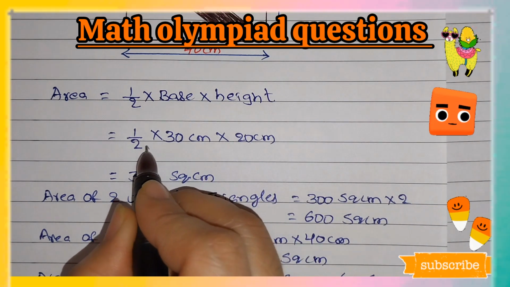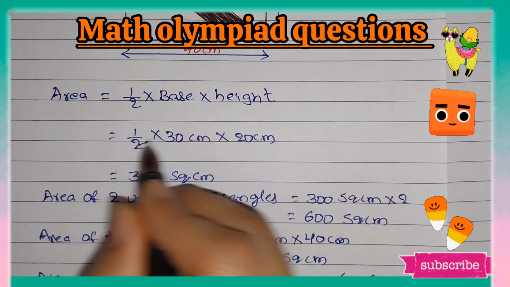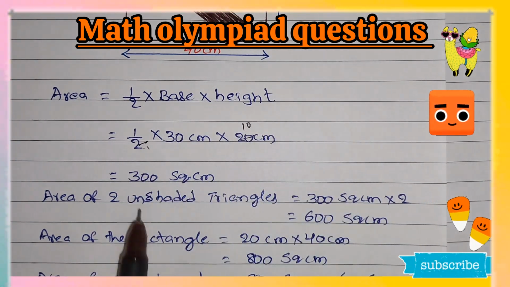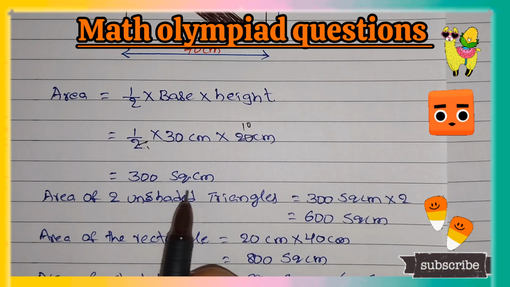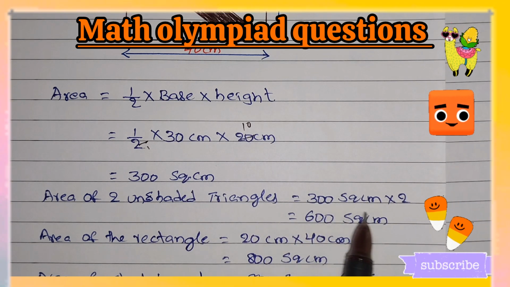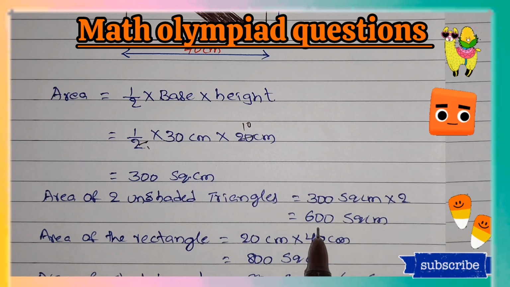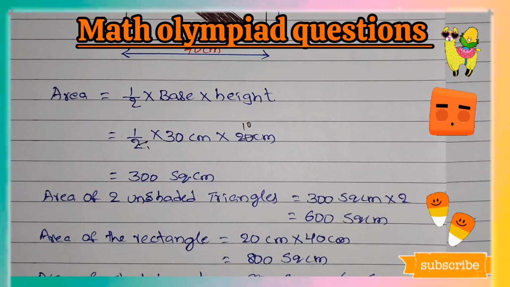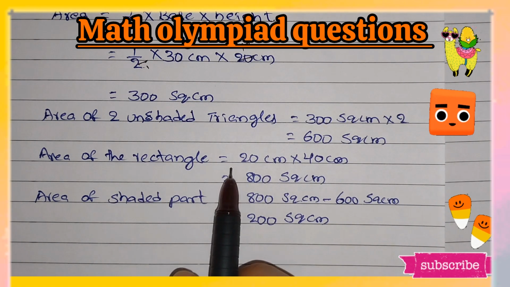1/2 multiplied by 30 centimeters multiplied by 20 centimeters. 2 into 10 is 20, so 30 multiplied by 10 is 300 square centimeters. Area of 2 unshaded triangles equals 300 square centimeters multiplied by 2, which equals 600 square centimeters.